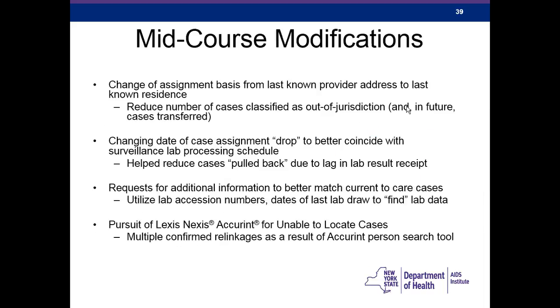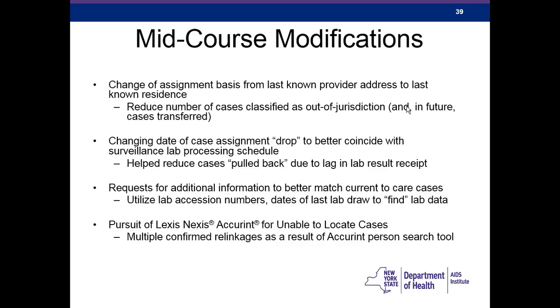We have had to make some known modifications. It took about 2.5 years to modify those protocols and to roll something out. We changed the assignment basis from last known provider to what we thought was last known residence when we assigned cases out, and this significantly reduced the number of out-of-jurisdiction cases. What we're seeing now is fewer cases that we're transferring from one county to another or one regional office to another. We also changed the drop date, the assignment out. We assign cases out monthly, and we were assigning them at the beginning of the month, but that wasn't necessarily in line with when our CD4 and viral loads were coming into our surveillance unit. So we started rolling them out in the middle of the month, and that reduced the number of cases that we were pulling back because we had received a CD4 or viral load on those individuals.